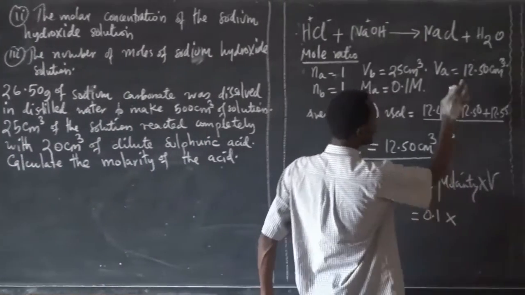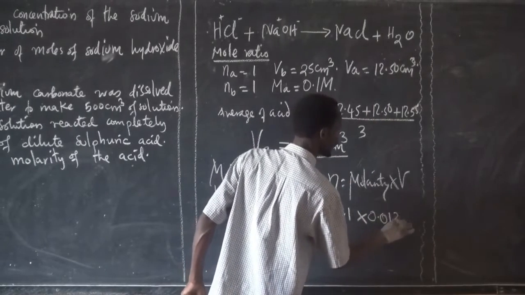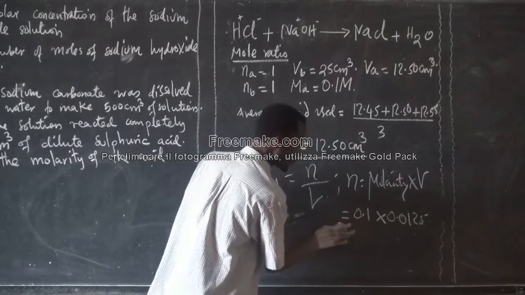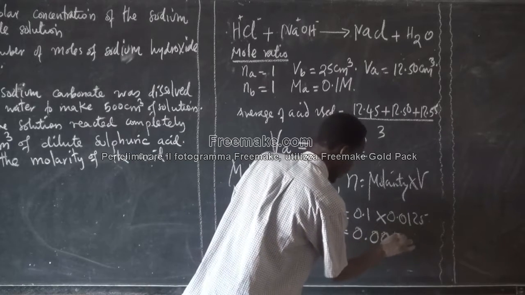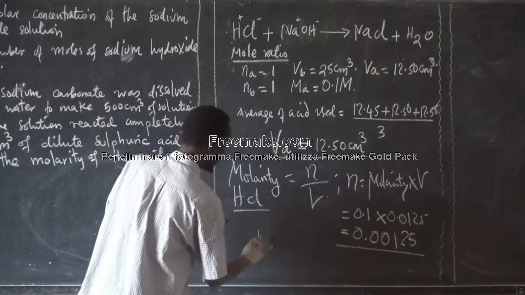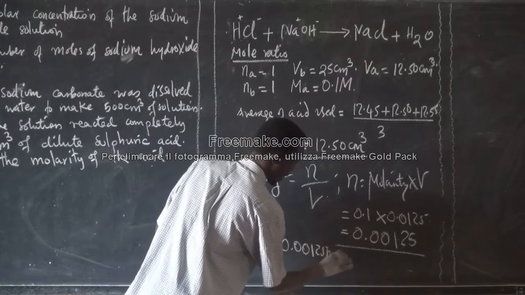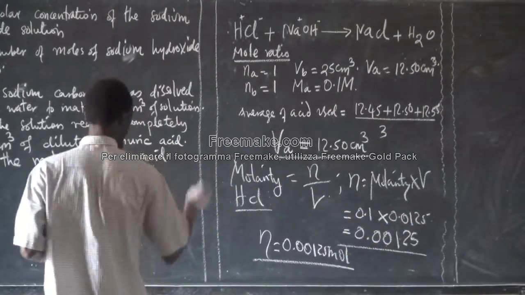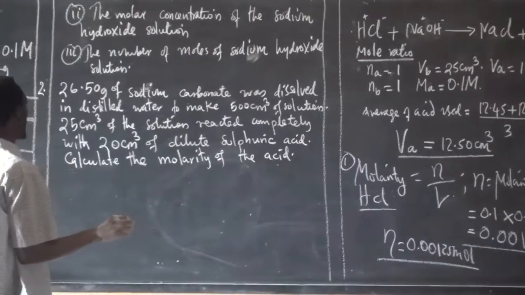Now, when you divide 12.50 by 1,000, you get 0.0125. Now, let's multiply. After multiplying, the answer is 0.00125. This is the number of mole. Number of mole is 0.00125 mole. Now, that was Roman 1, the number of mole of hydrochloric acid.